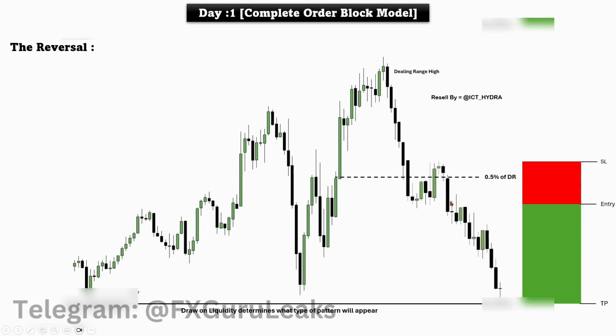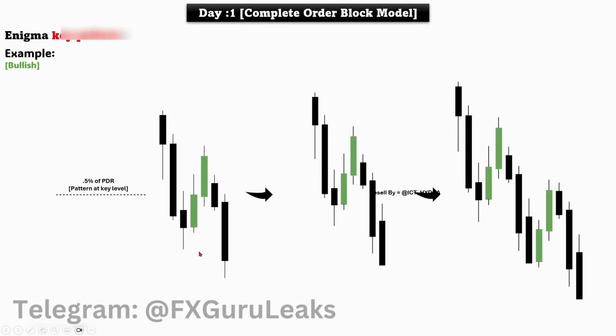Now see, this is the exact same example I showed you guys as Enigma key patterns. Let's take a look at our Enigma key patterns. We got a swing low, stop hunt, no reversal, right? We are respecting these order blocks. Order block came with a fair value gap. Fair value gap is where you take an entry with a stop above the order block.